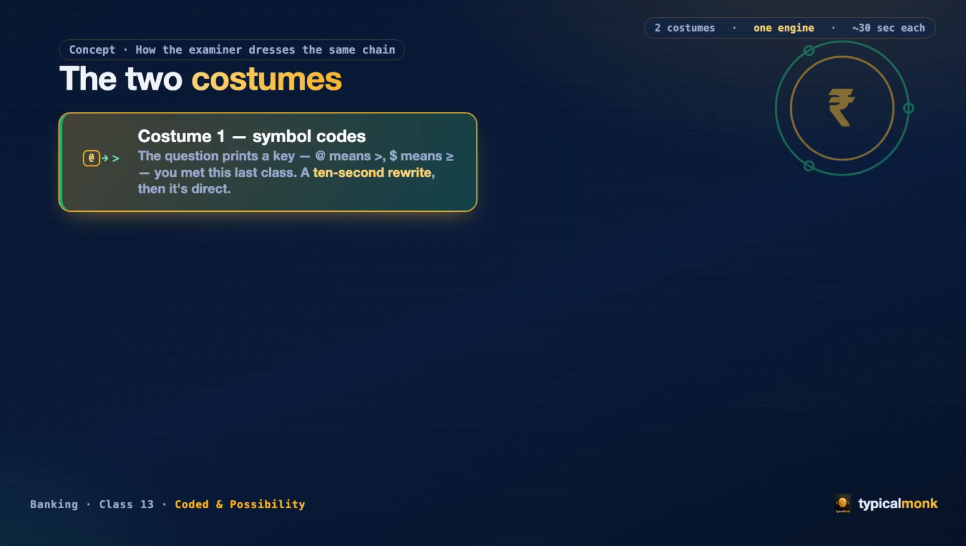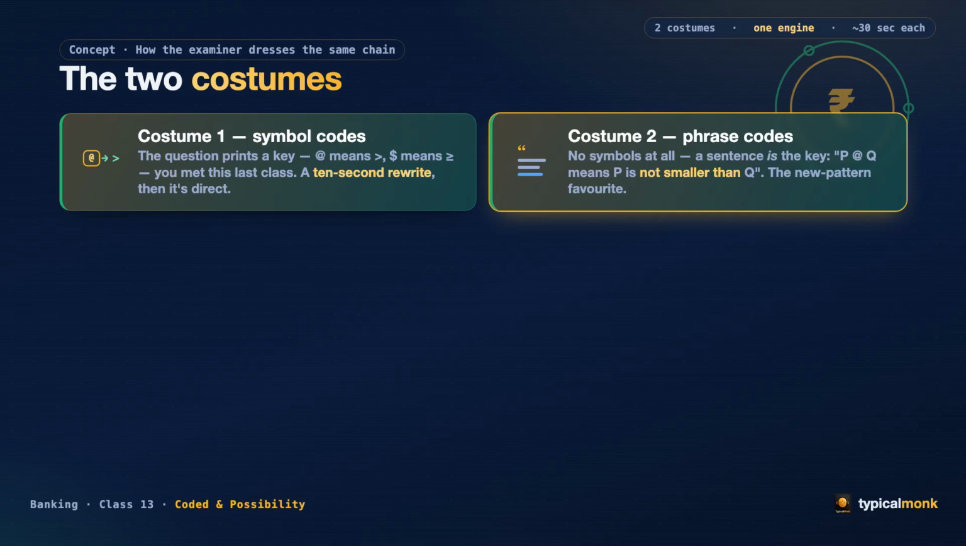First, how the examiner dresses the very same chain, two costumes. Tile 1, Costume 1, Symbol Codes. The question prints the key itself. @ means greater than, dollar means greater than or equal to. You met this last class. A 10-second rewrite, and the question turns direct. Tile 2, Costume 2, Phrase Codes. Here, there are no symbols at all. A full sentence is the key, such as P @ Q means P is not smaller than Q. This is the new pattern's favorite, and the first half of today's class.